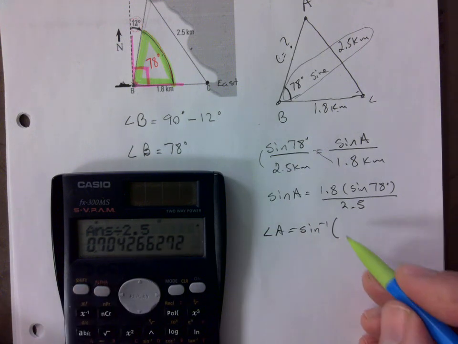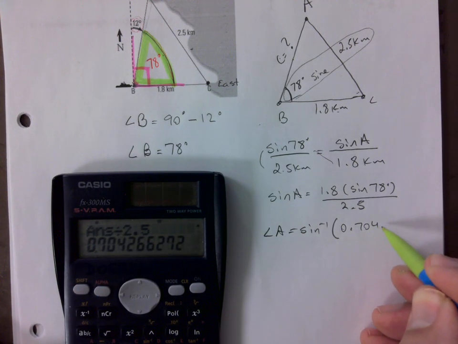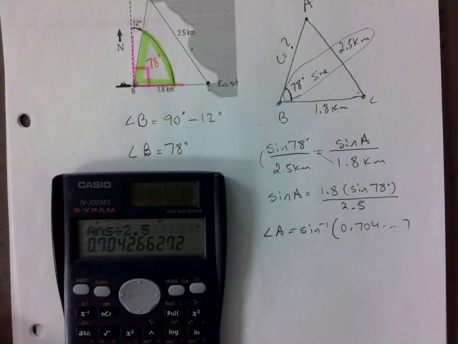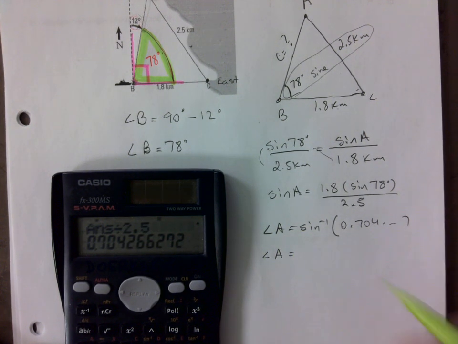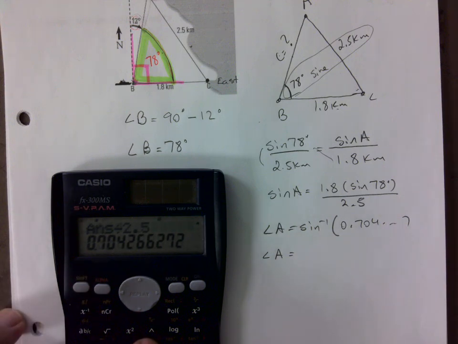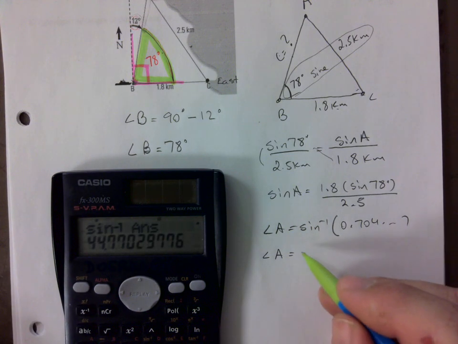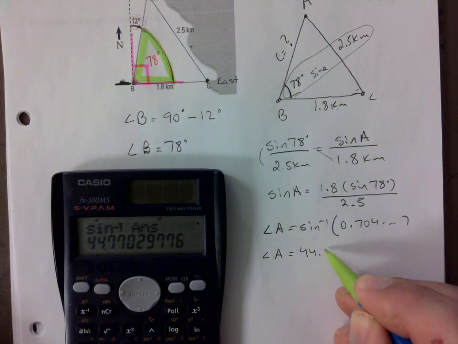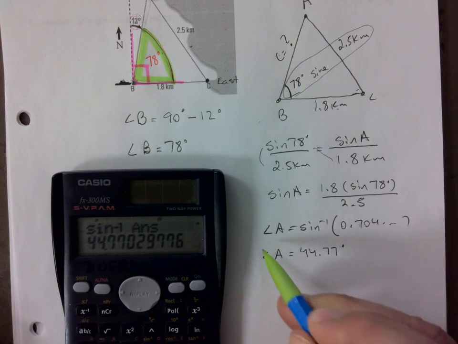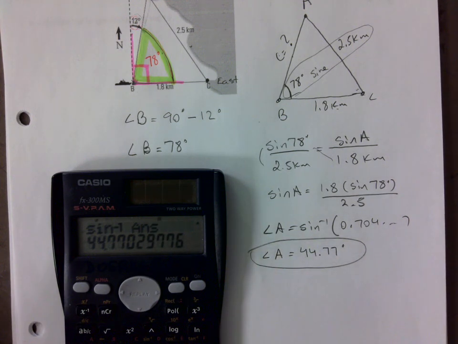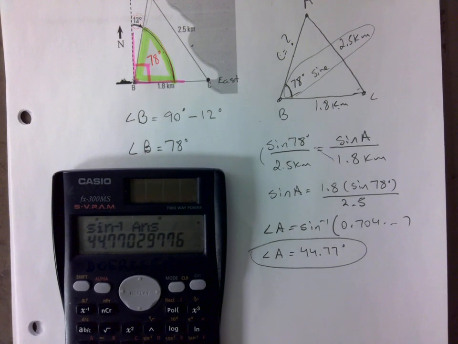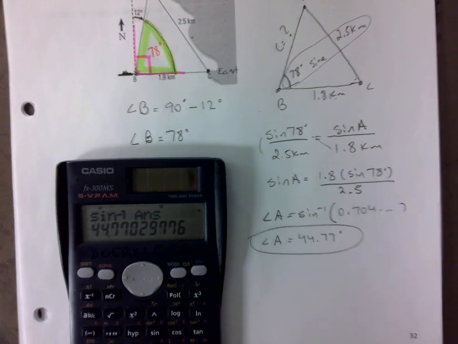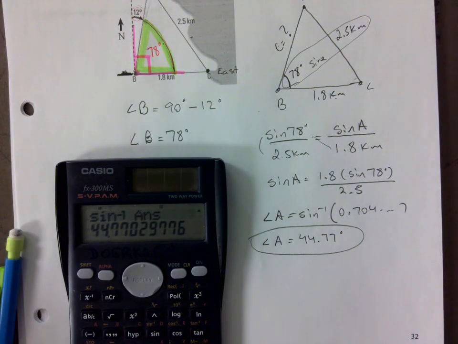So if you do this right, you get 0.704 and just go dot, dot, dot. That's telling us you're using all decimals. Totally fine, by the way, if you do that. Then we're going to go shift, sine, and there's our angle, 44.77. Always two decimals. I know some teachers last year or in the years before would have said just round it to 45. Don't do it anymore, okay? Two decimals. Okay, so we've got angle A.